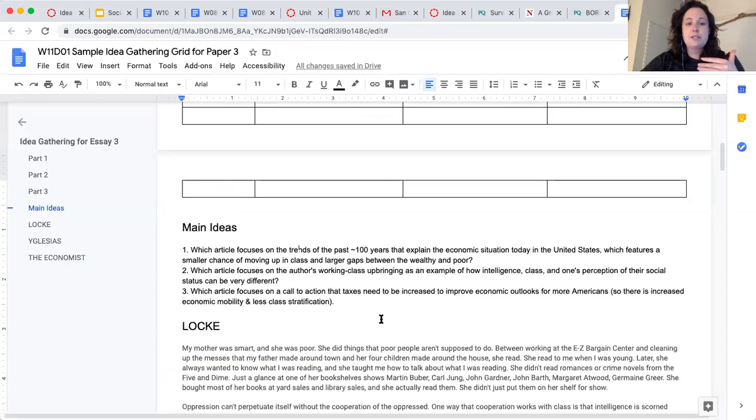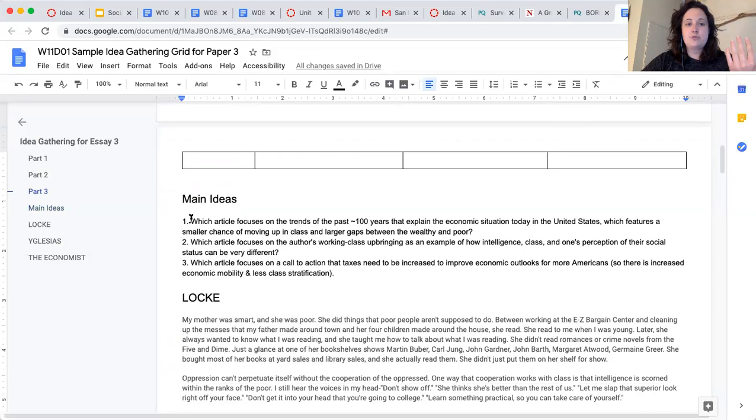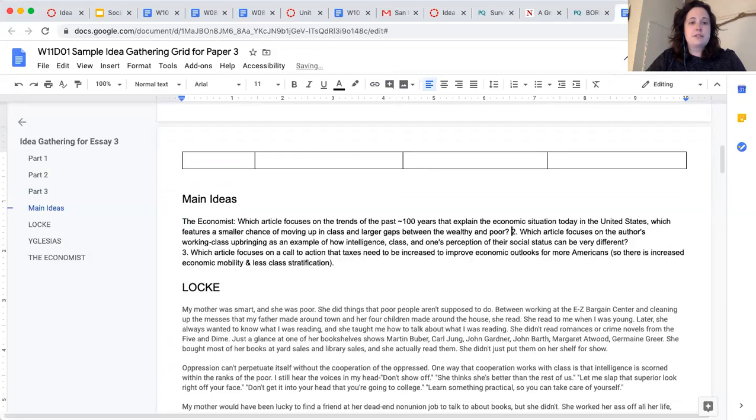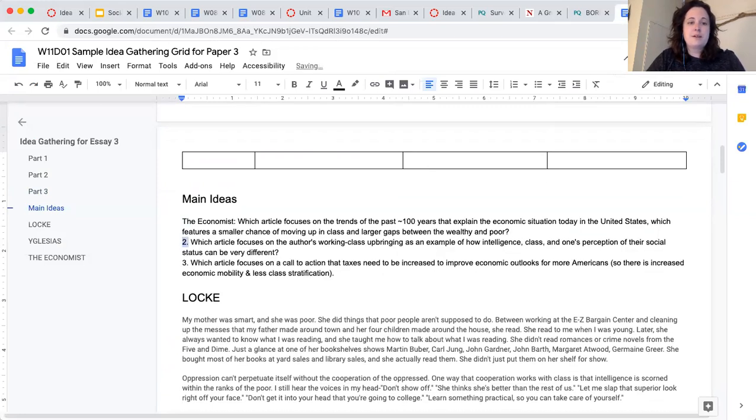And so we've got these 3 main ideas. Which article focuses on trends from the past 100 years? They explain the economic situation in the United States, which features a smaller chance of moving up in class and larger gaps between the wealthy and the poor. That is going to be The Economist. And then which article focuses on the author's working class upbringing as an example of how intelligence, class, and one's perception of their social status can be very different? That is going to be Locke.